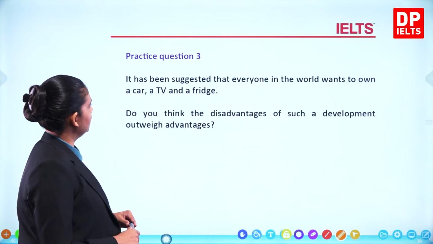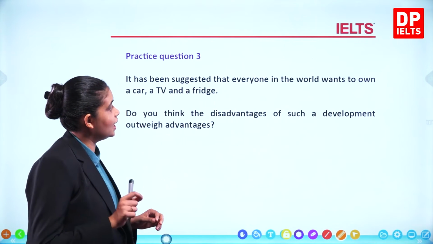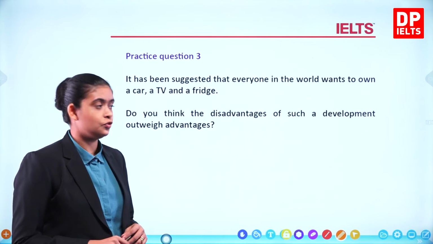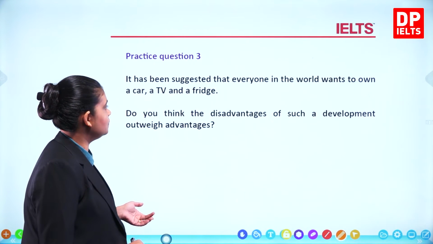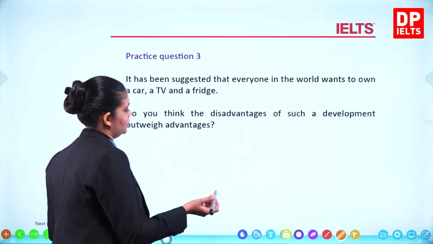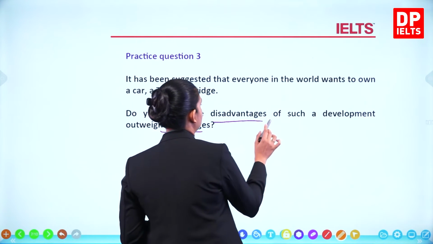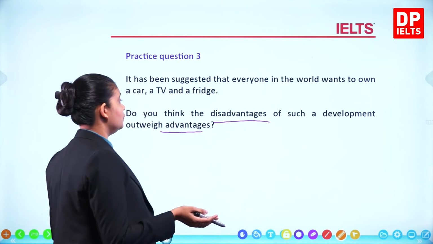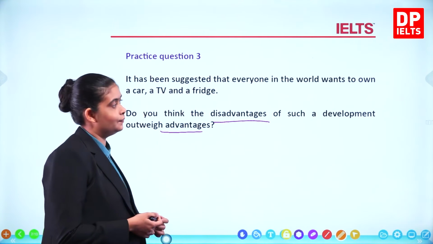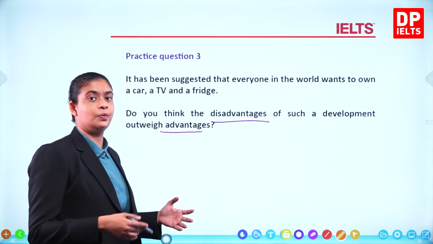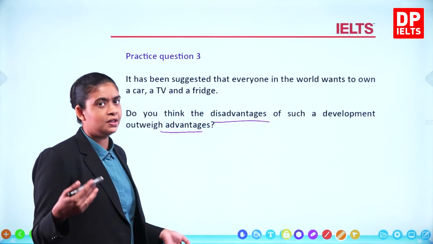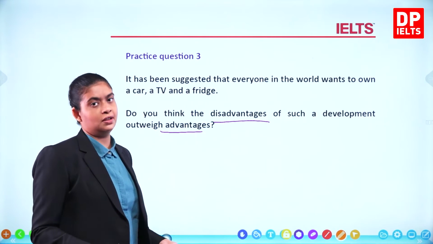Practice question 3. It has been suggested that everyone in the world wants to own a car, a television, and a fridge. Do you think the disadvantages of such a development outweigh the advantages? Now, again, what do you think? It's done the other way around. So, do you think the bad outweighs the advantages? Okay. So again, you'll have to think about the pros and the cons and then write an answer. So the outweigh style tends to be a little prominent and a bit difficult, okay?